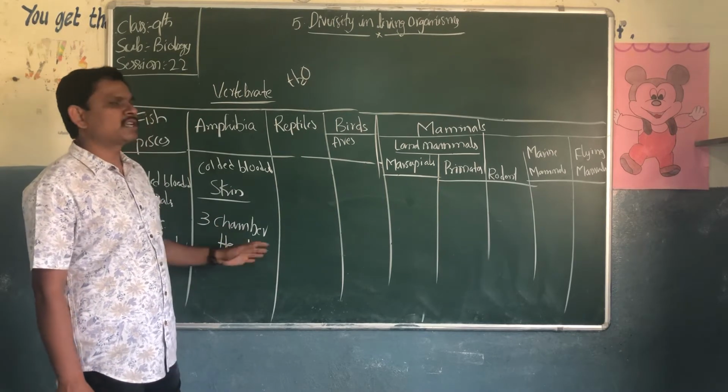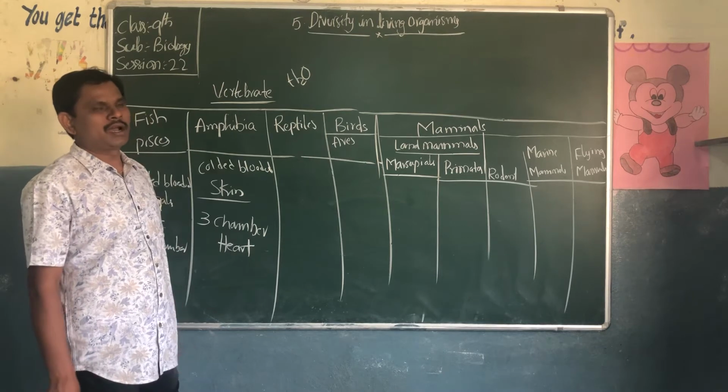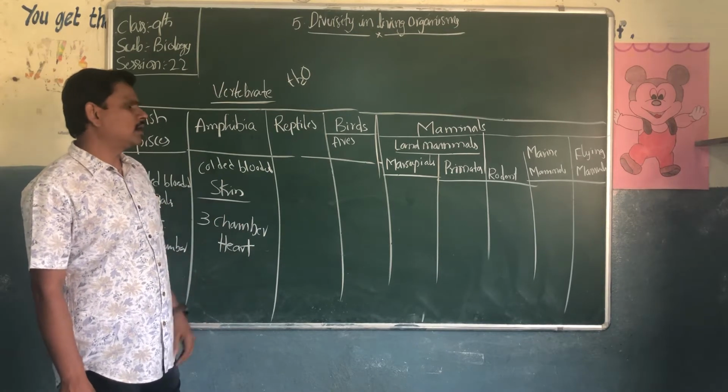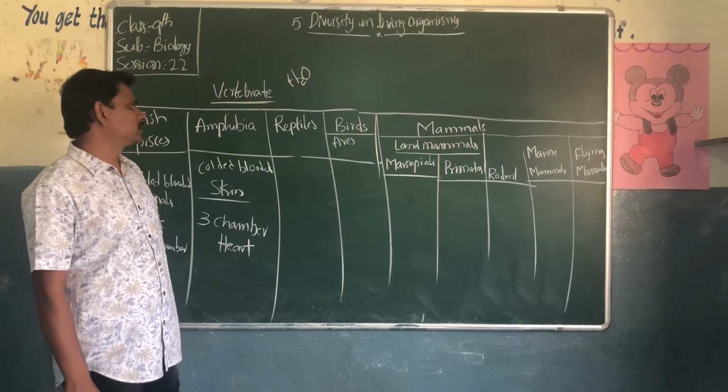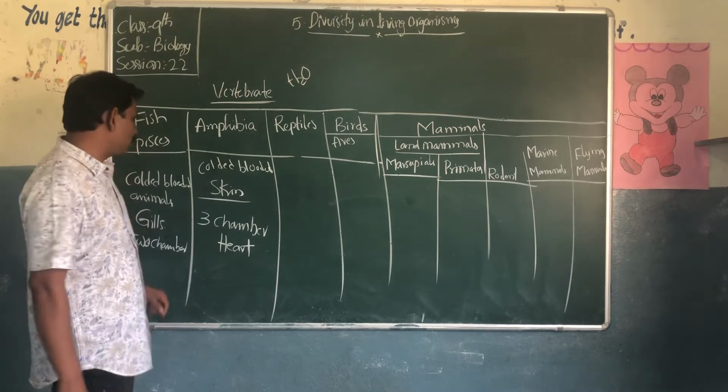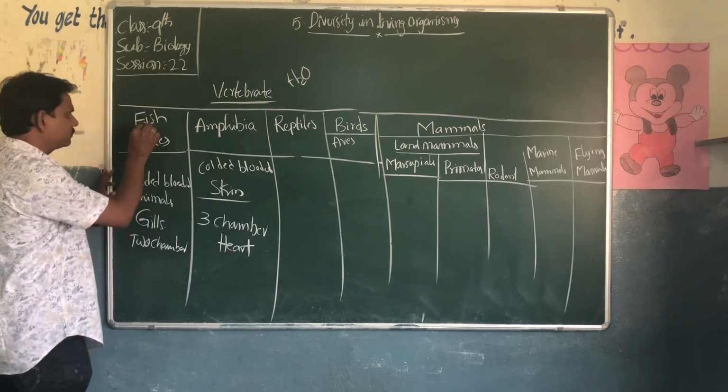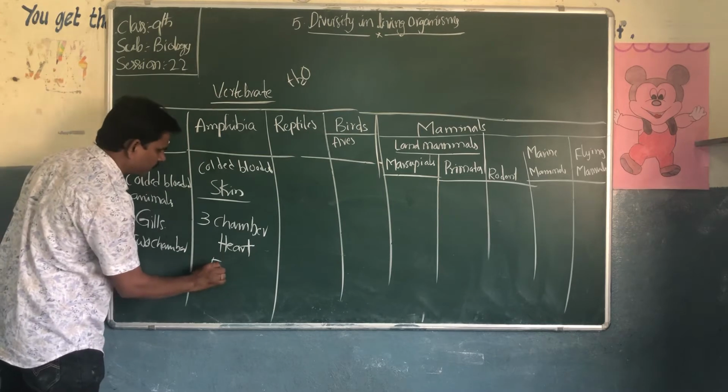So they have a 3-chamber heart. In the heart they have 3 chambers. They are cold-blooded animals. These amphibians are called cold-blooded animals. Example is fish. Example is frog.